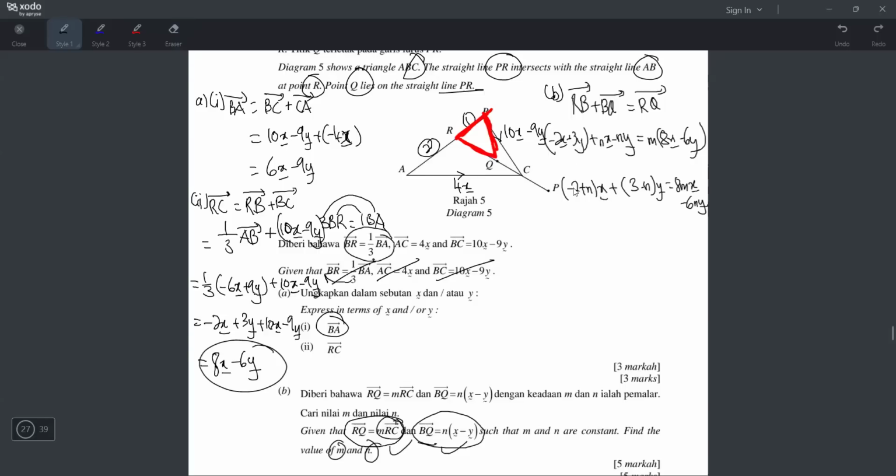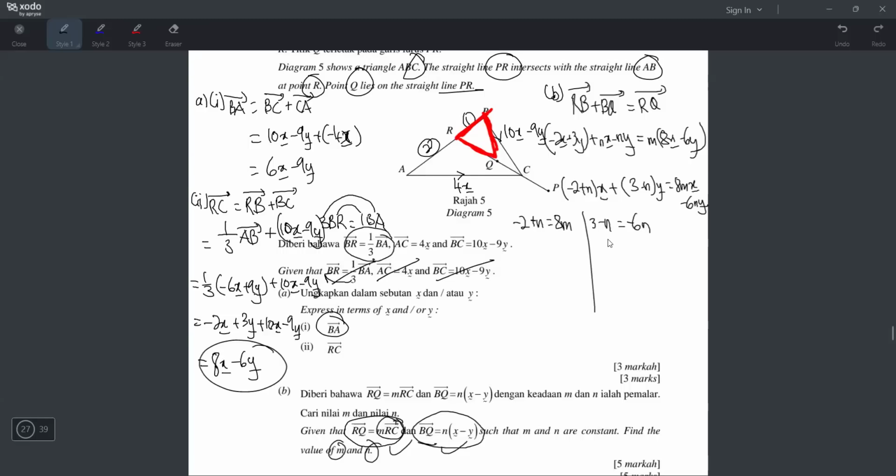So what's the number before x here? Negative 2 plus n. And then on the other side, what's the number before x? 8m. So it can be equal. And then what about the y? 3 minus n here. And then the number before y is negative 6n. So equals to negative 6n. Okay, and then now we just solve for m and n, then we get the answer already.